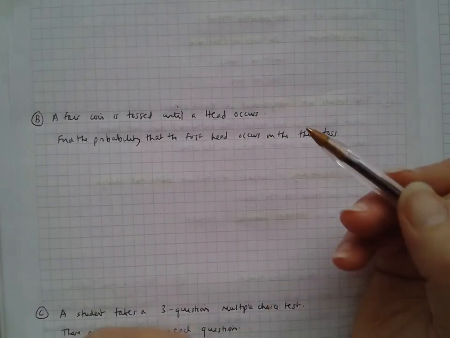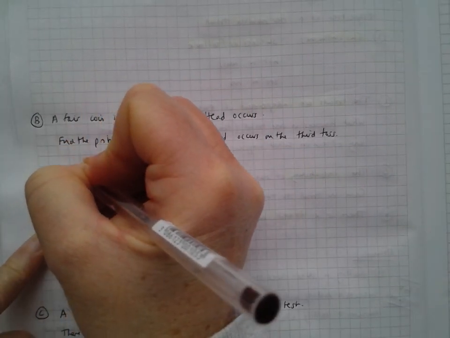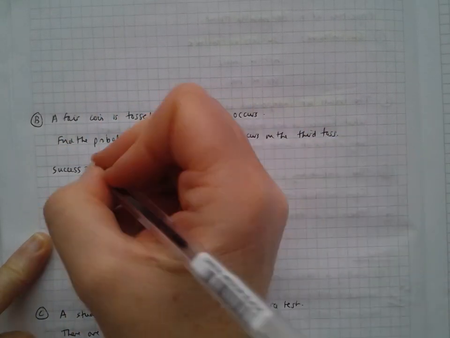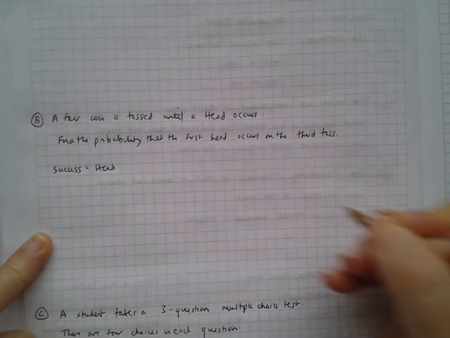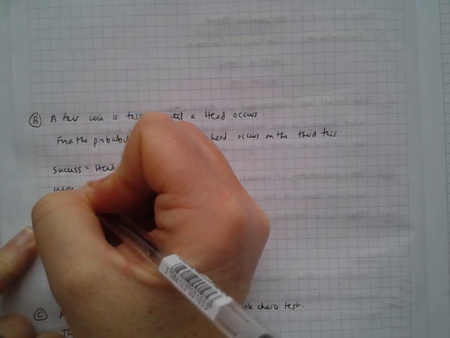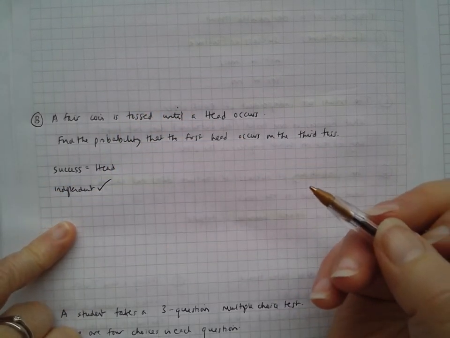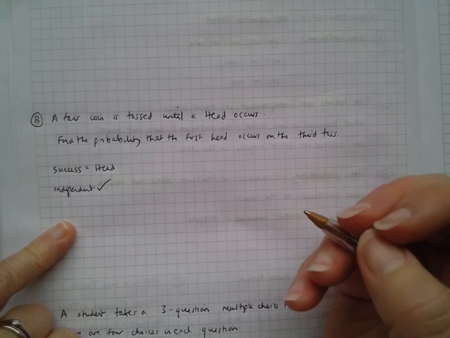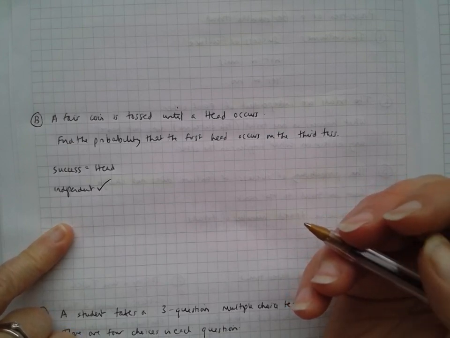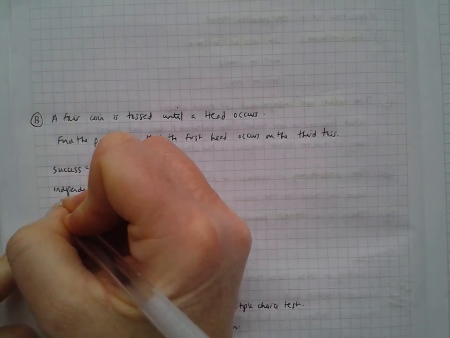Is this a Bernoulli trial? Let's think about it. There's 2 outcomes. What's success? Success is that a head is tossed. Are they independent of each other? They're independent, yes, because one outcome doesn't affect the next. It doesn't matter whether you get a head on the first toss or not. You still have a chance of getting a head on the second.